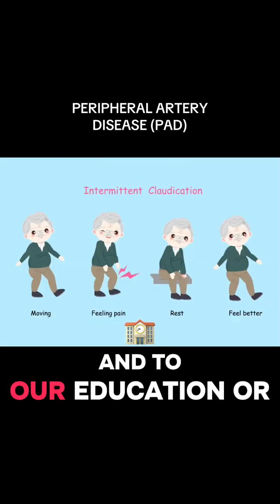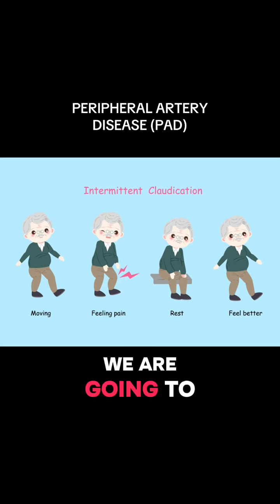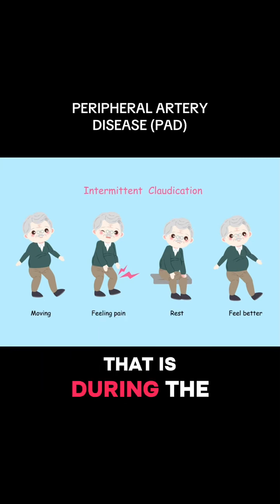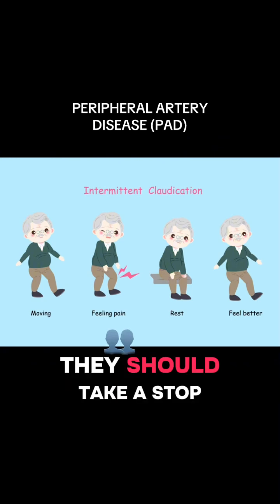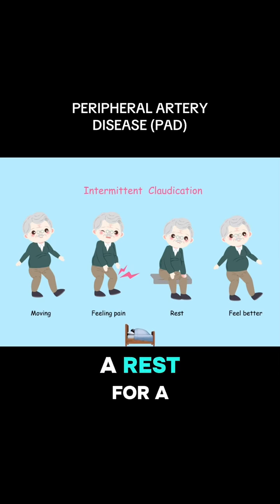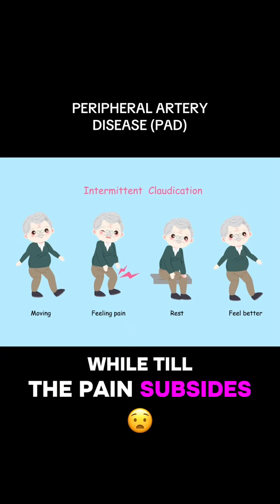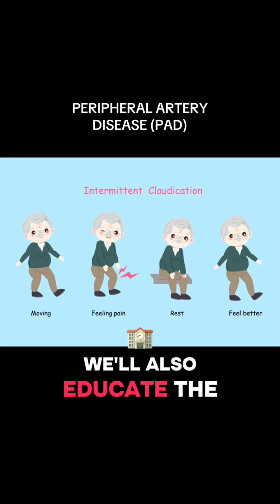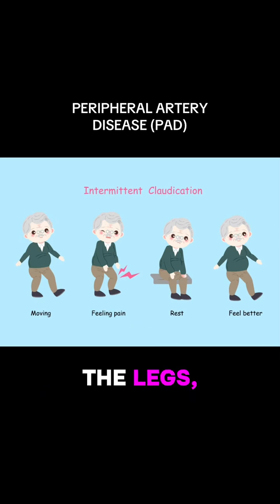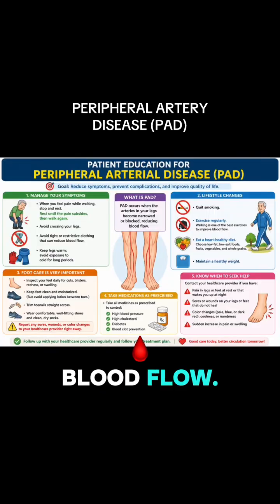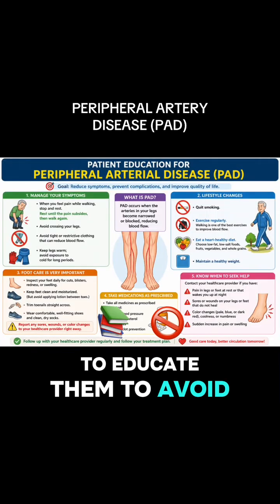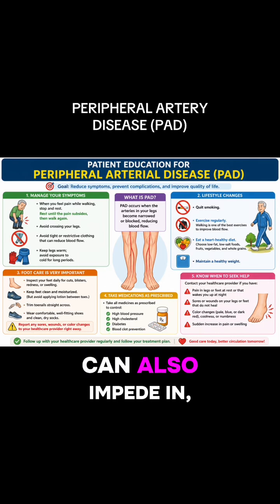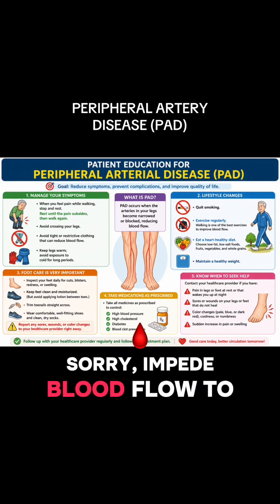And to our education or our nursing management, we are going to educate the patient that whenever they feel pain whilst walking, that is during the intermittent claudication, they should stop and rest for a while till the pain subsides, and then continue when they feel better. We will also educate the patient to avoid crossing the legs, which is going to restrict blood flow. We are also going to educate them to avoid restrictive clothing. They should avoid tight clothing because that can also impede blood flow to the legs.